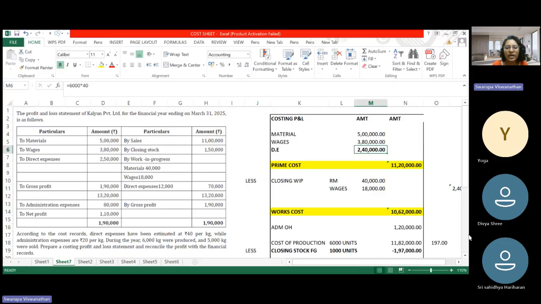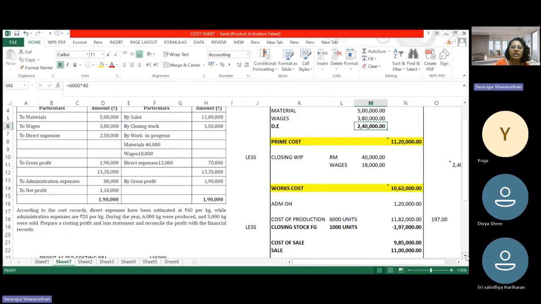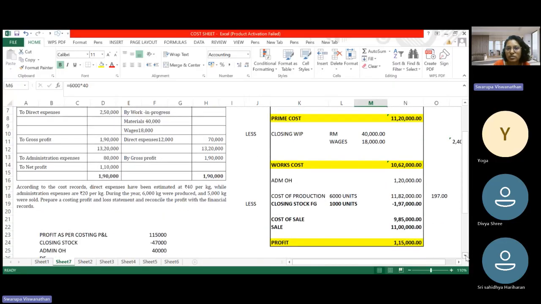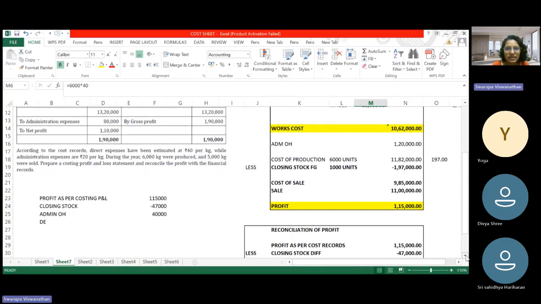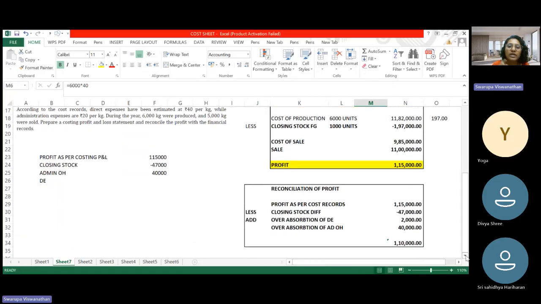Same thing with respect to admin also. The actual expense is only 80,000, but we have absorbed 1,20,000. So there is an over absorption of overheads. When there is an over absorption of overheads in the cost sheet, what will happen? The cost profit will come down. So 2,000 rupees is your direct expenses over absorption. So in this also there is an over absorption.